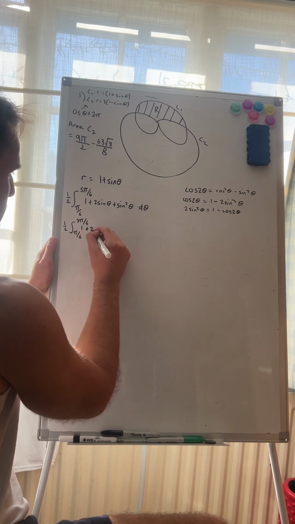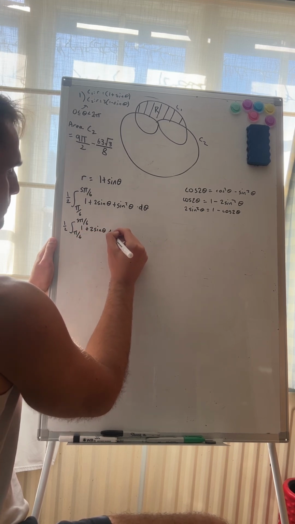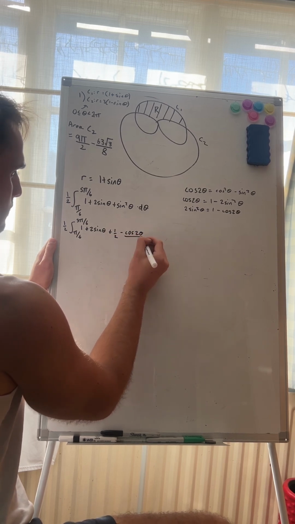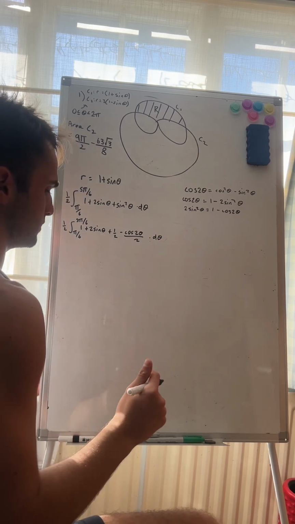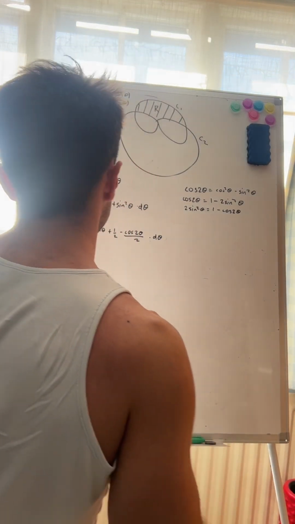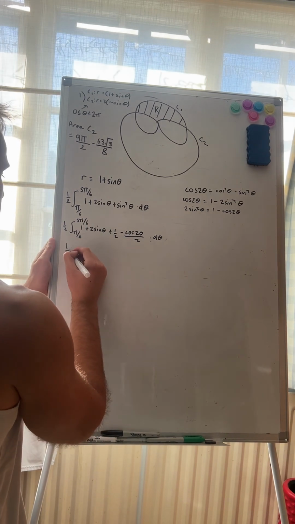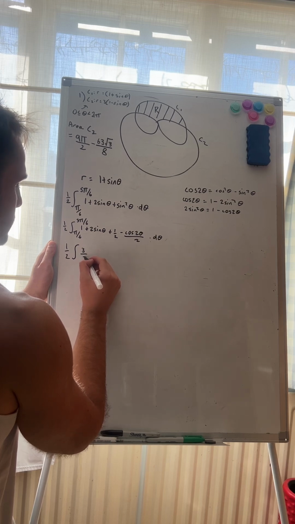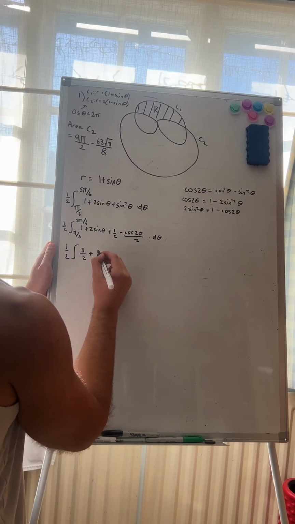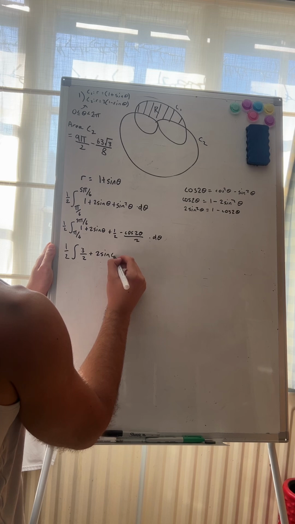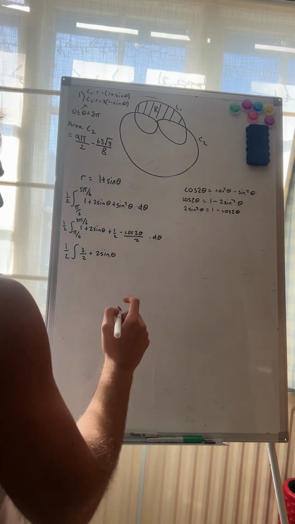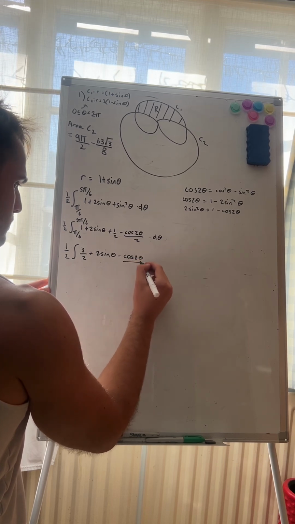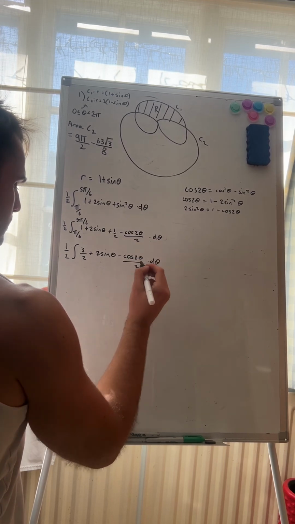1 plus 2 sine theta plus a half minus cos 2 theta over 2, d theta. So we're going to simplify this up a little bit. We've got 1 plus a half here, so we have half still integral. This is going to become 3 over 2, or 1.5, plus 2 sine theta minus cos 2 theta over 2, times d theta.